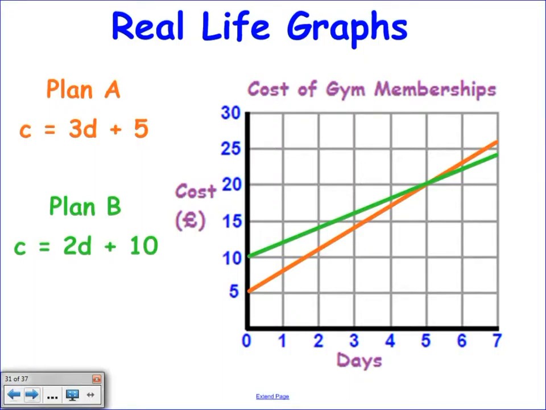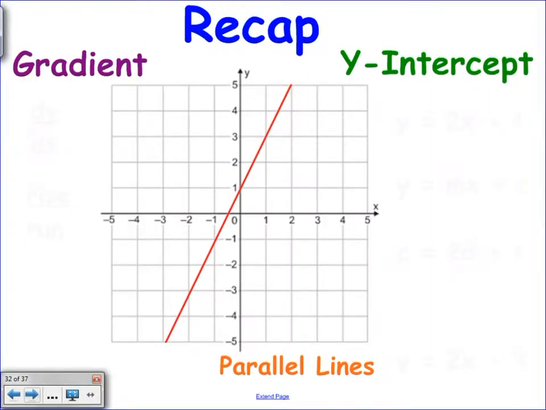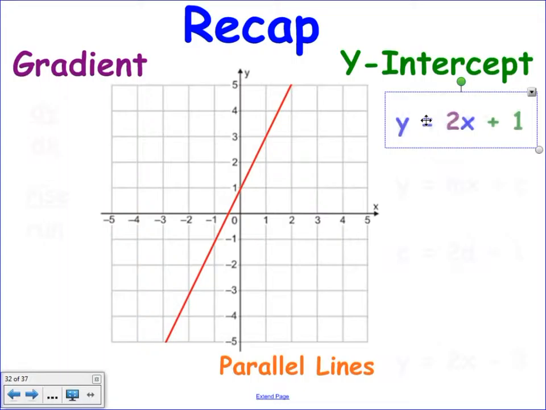So the gradient tells you how steep they are, the y-intercept plus or minus tells you how much your upfront cost is. Okay? So, as a recap, what we've done today, any straight line graph looks like this. Y equals something multiplying or dividing x plus or minus another number. That information is really important because the x tells us the gradient, how steep the line is, and the plus 1 tells us where it is placed on my graph. So here I've got a gradient of 2, so every 2 I go up, I go 1 across, and it's telling me that I cut my y-axis at plus 1.